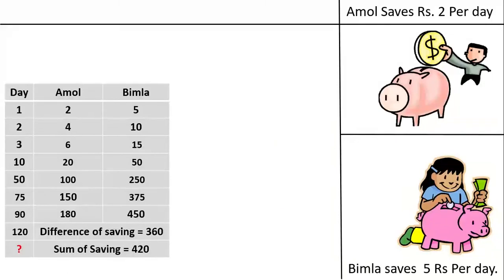Last question, sum of saving is 420. Amol saves 2 parts, Bimla saves 5 parts, total is 7 parts. So in one day, together they save 7 parts. In how many days will they together save 420? Cross multiply, 420 divided by 7, that is 60 days. So at the end of 60 days, the sum of saving is 420.